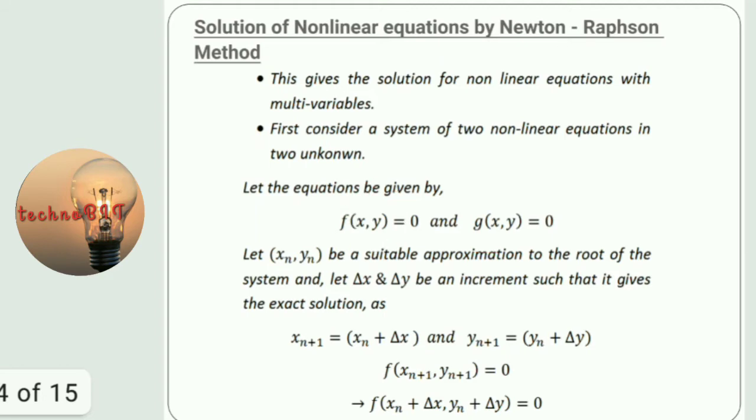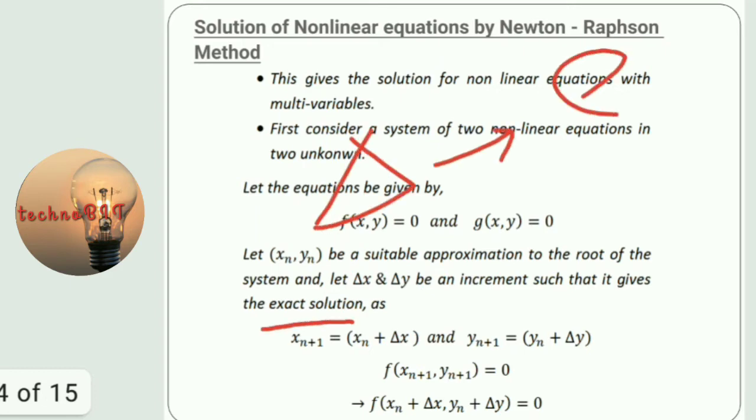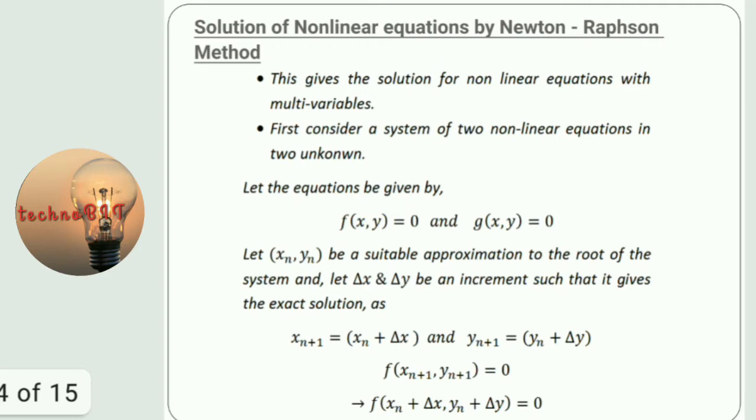Now suppose xn and yn are the approximate roots of the given functions, and del x and del y are the increments to be added to get the exact solution. What are del x and del y? Increment to be added to get the exact solution means this del term represents the error in the approximate root.